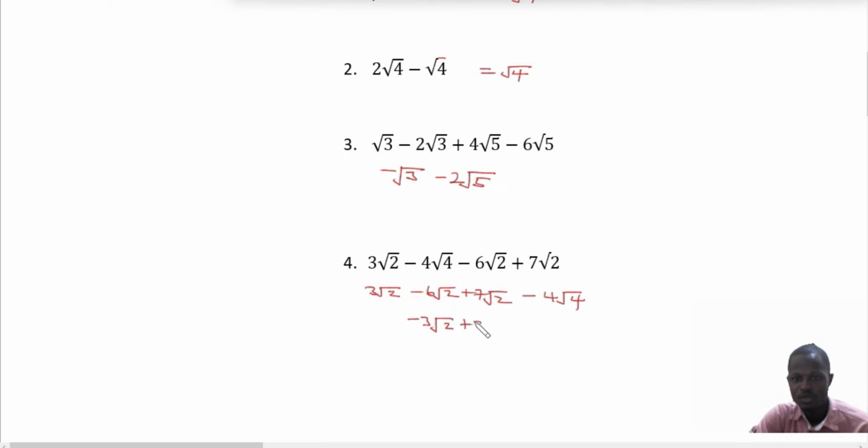So we get minus 3 root 2 plus 7 root 2, minus 4 root of 4. You can combine these since they have the same root. Minus 3 plus 7 is plus 4, because the bigger number is 7 and the sign of 7 is plus. So this is 4 root 2 minus 4 root of 4. This is our answer for this question.